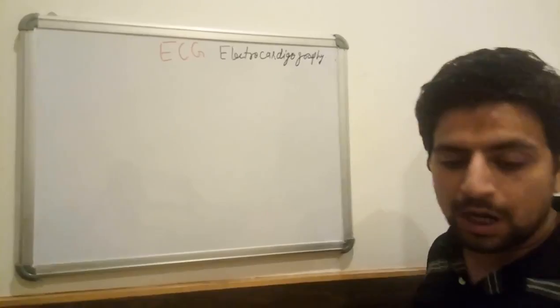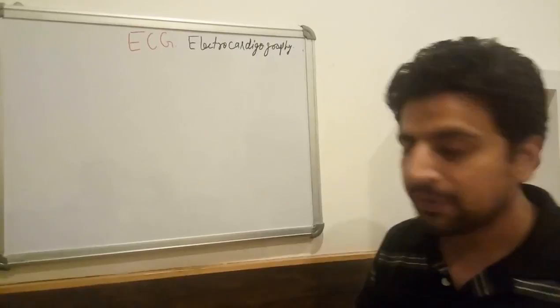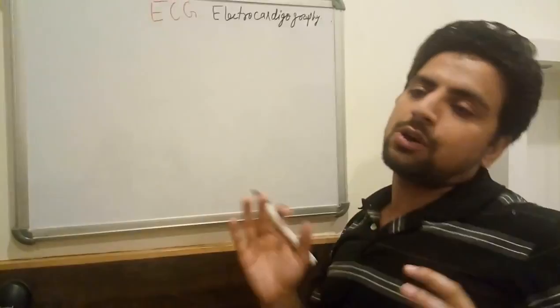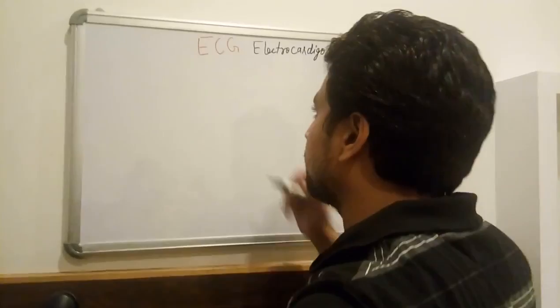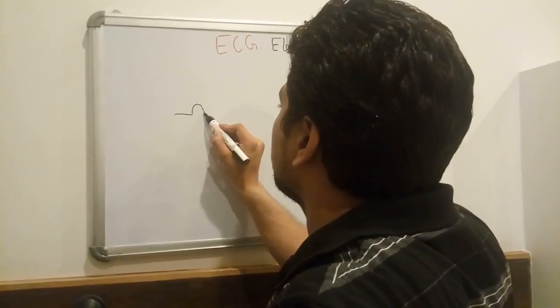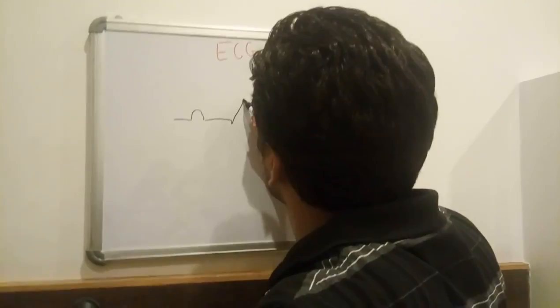So today I am going to teach you how we interpret the ECG. Firstly, I am going to draw a normal ECG. Our today's theme is the normal ECG. Then on our next video, I am going to teach you about some arrhythmias. So here, see the diagram. This one is the P wave. After that, Q, R, then this one is the T wave.